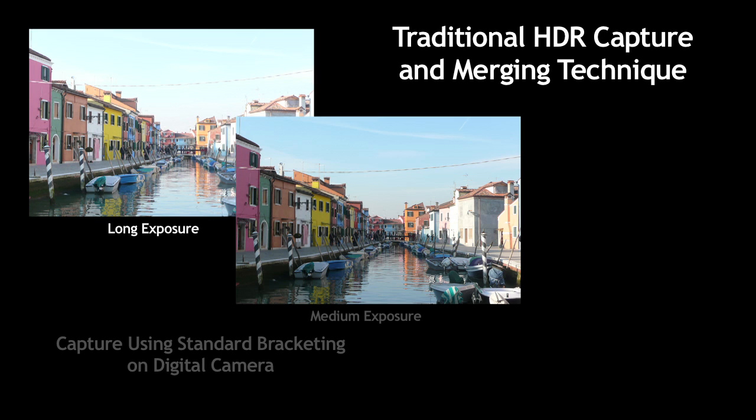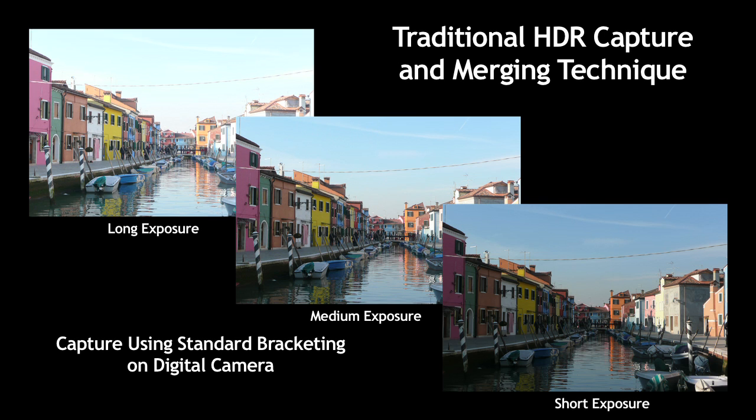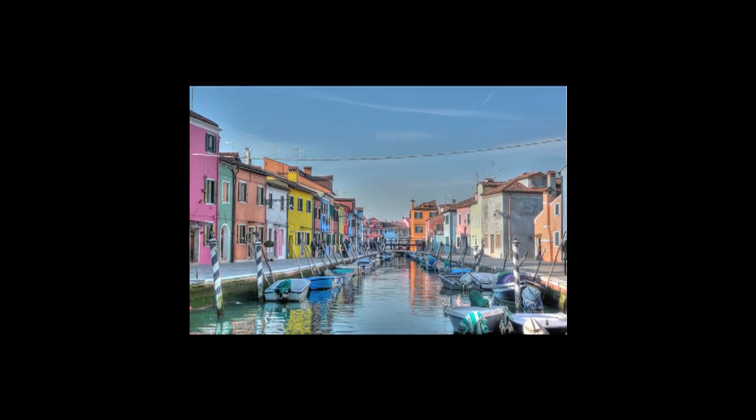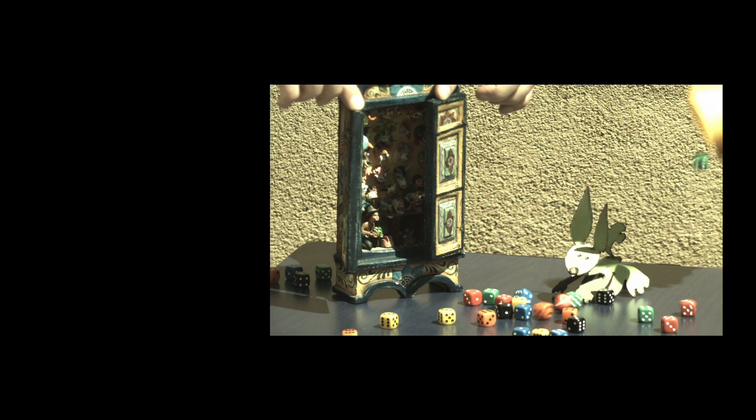Most HDR systems form a set of low dynamic range images with closely spaced exposures. Fusion algorithms combine the images together to form an HDR image. Our prototype system captures 3 images with much larger exposure spacing. Traditional image fusion methods are not designed to handle such large exposure differences.